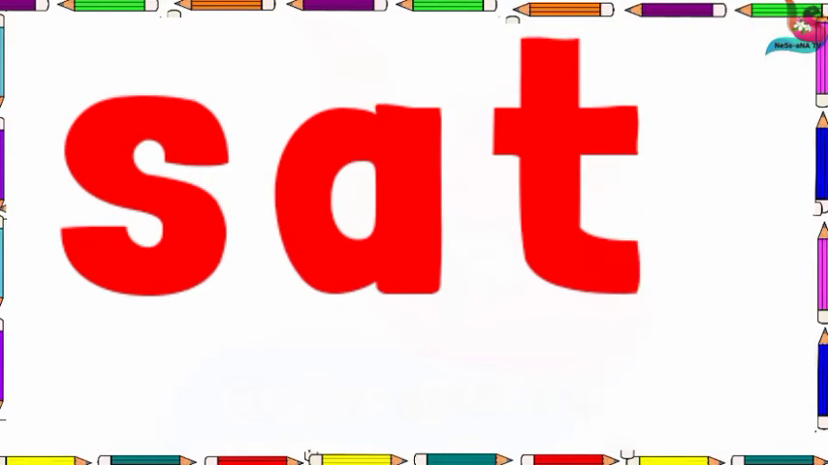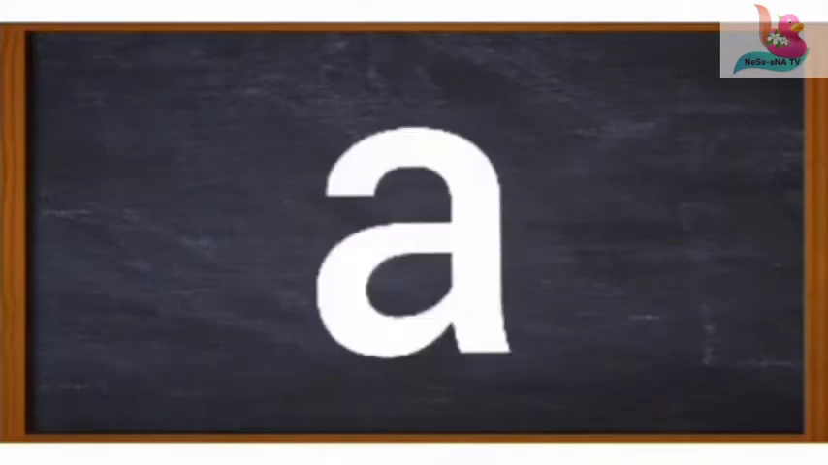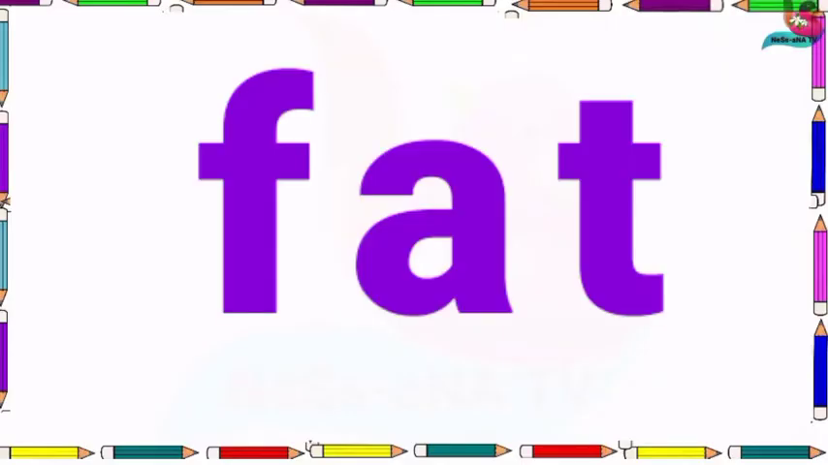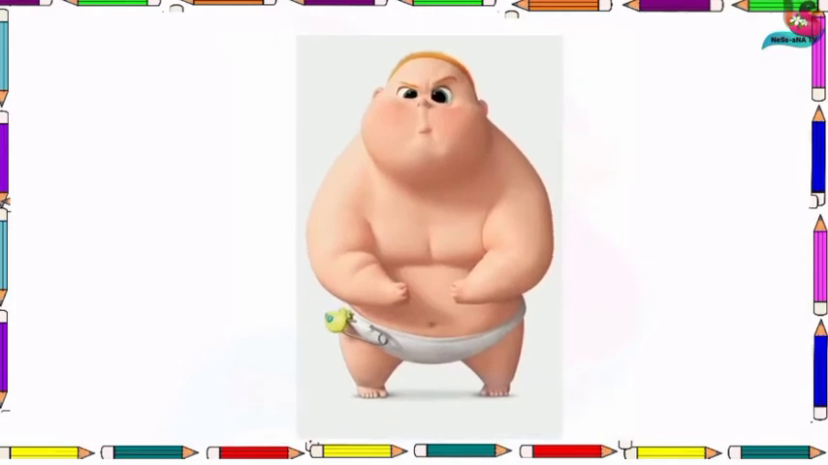The next, number 2. The first letter we have is letter F, and letter F sounds F. The next one, A. The next one, T. And then we have F, A, T. And the 3-letter word here is what? Fat. Beautiful.